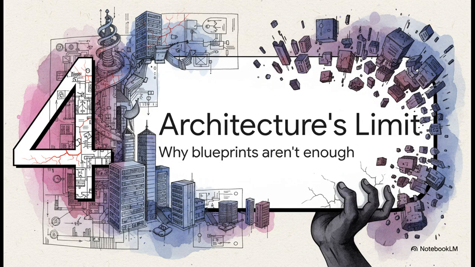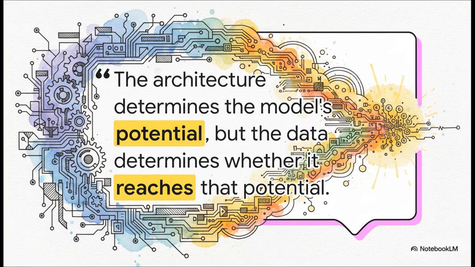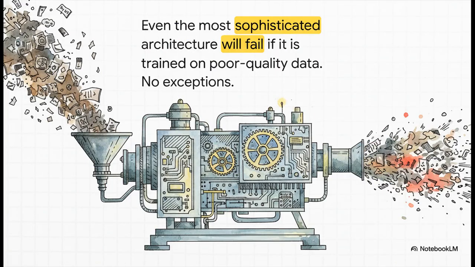There's a true limit, a fundamental vulnerability that even the most perfect architecture in the world can't fix on its own. And it all boils down to this one single powerful idea. I'm going to read this quote directly from the source report because it's just that important. Here it is. The architecture determines the model's potential, but the data determines whether it reaches that potential. Let that sink in for a second.